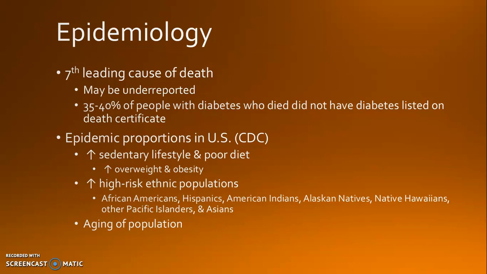There are also epidemic proportions in the U.S., and we believe that this is largely because of an increase in sedentary lifestyle and poor diet, which leads to an increase in overweight and obesity. And we're going to see that obesity is one of the primary underlying causes of the development of diabetes. We also see an increase in high-risk ethnic populations. So there are certain ethnic populations that are higher risk for diabetes.